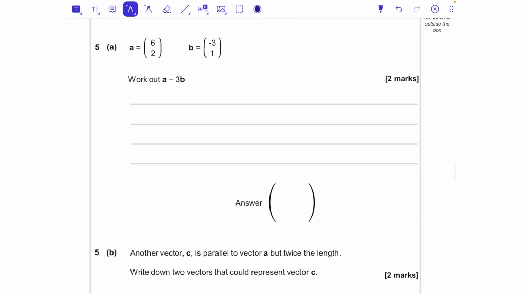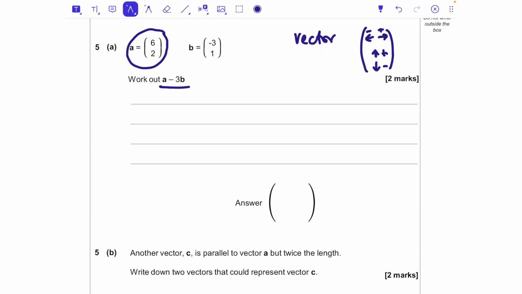A is (6, 2) and B is (-3, 1). So these are vectors. And remember that in a vector, your top number tells you what to do to go left or right. Negative is left, positive is right. And the bottom number tells you up or down. If it's positive, it goes up, and if it's negative, it goes down. So this vector here, the vector (6, 2), is telling you to go 6 right and 2 up.